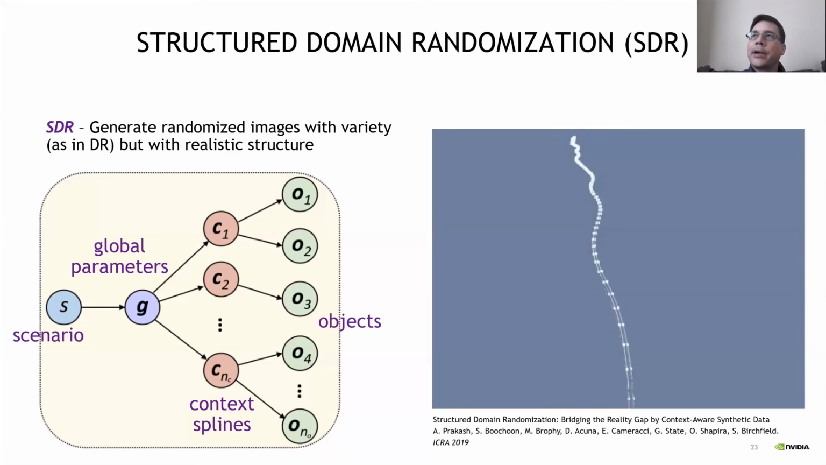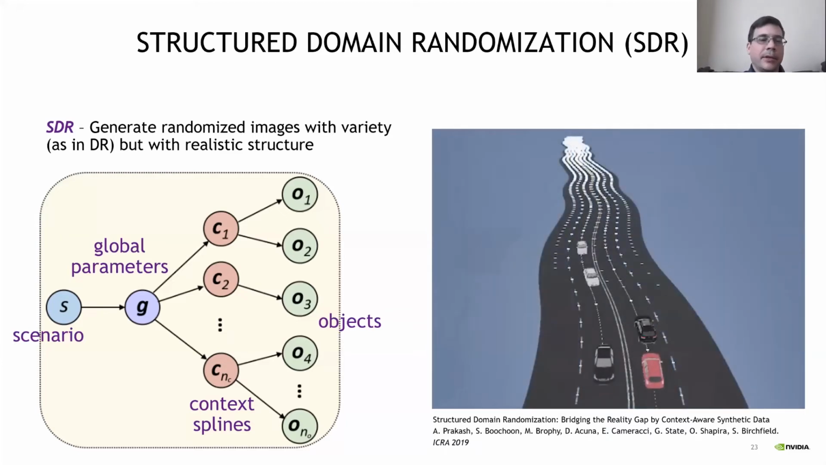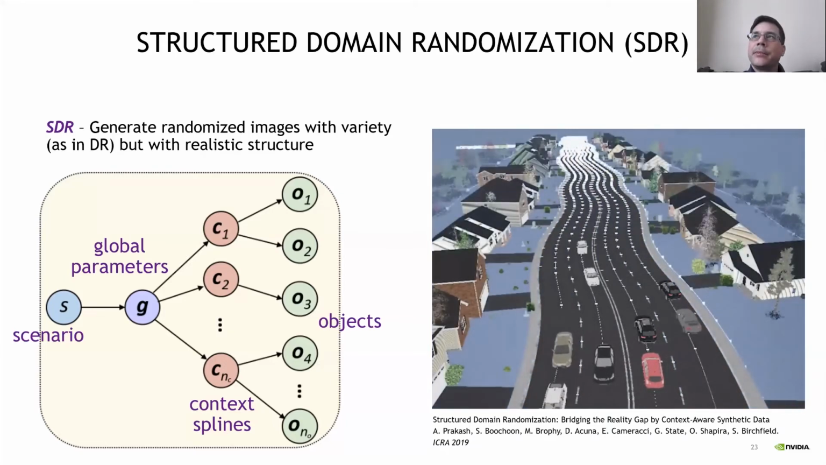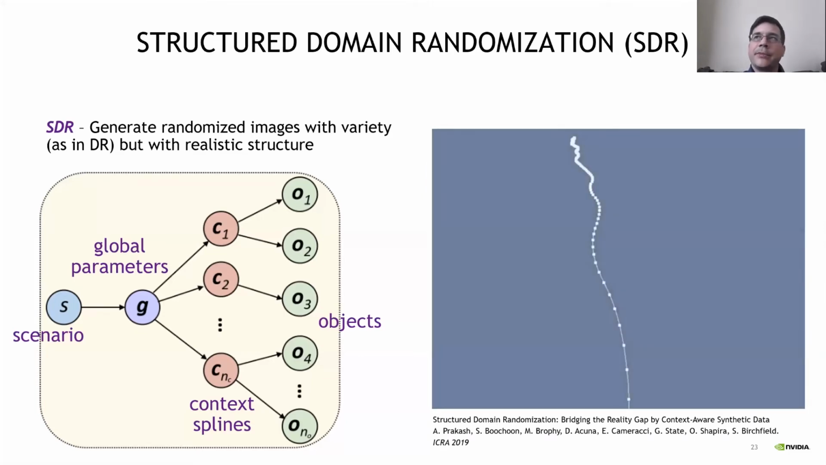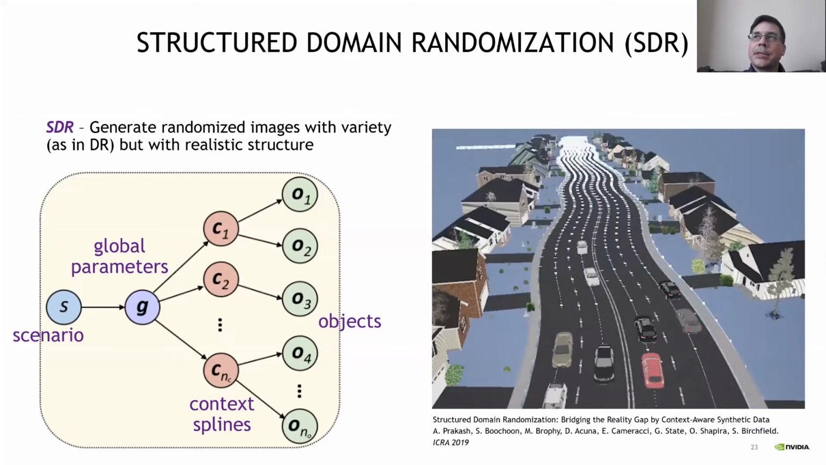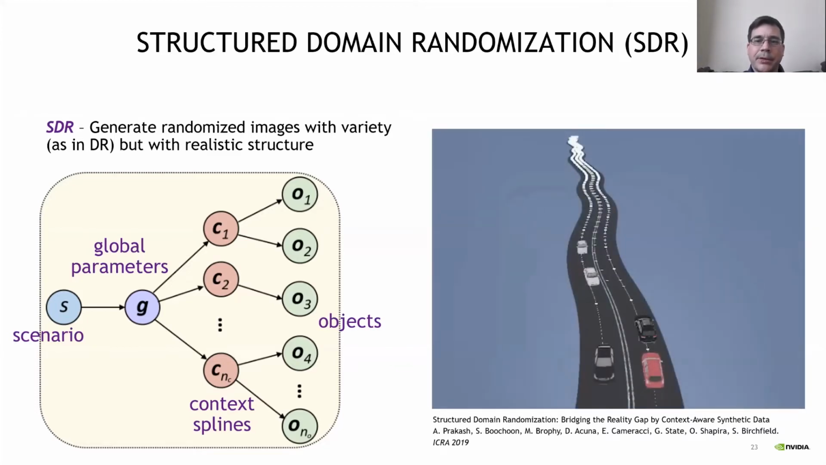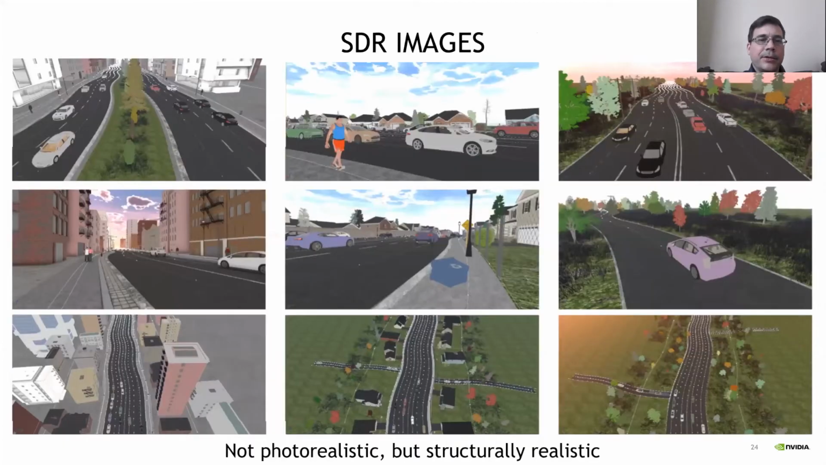So if we look at the graph here on the left, this is our solution. What we do is we randomize the scenario, and the scenario on the left here, this S, is whether it's urban, suburban, or rural. And then from that, we randomize the global parameters, such as the number of lanes, whether there's a median or sidewalk, and so forth. And then from that, we randomize the shape of the road, which is represented as a context spline. And then we randomly place objects on the road. Those objects in the scene can be cars, pedestrians, trees, houses, and so forth. And so here are some examples of the images that we created using this technique.